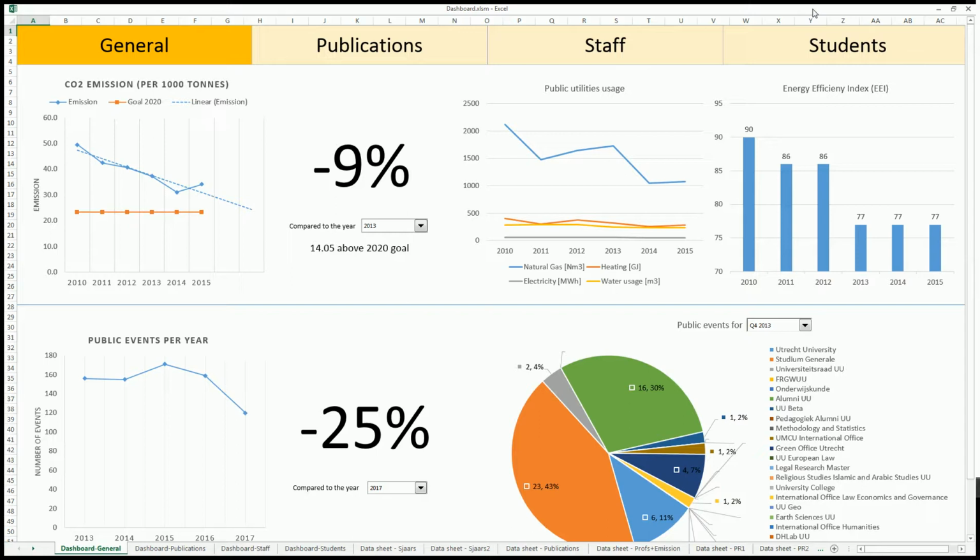First off, the CO2 emission. The Utrecht University wants to become CO2 neutral by 2030, which is great for the environment. They also set out a 2020 goal of 33% decrease compared to 2010, so they can more easily reach the target. As we can see on the graph on the left, we mapped out the emission levels as well as the 2020 goal together with a linear variant of the CO2 emission.